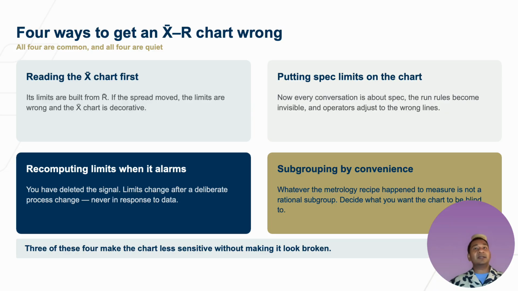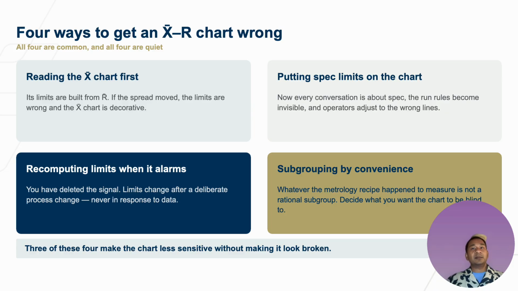4 ways to get this wrong, and none of them makes the chart look broken. Reading the X bar chart first, you just did this once. The limits are built from R bar, so if the spread moves, the mean chart is decorative. Putting spec limits on the chart. Now every conversation is about spec. The run rules become invisible against the much wider lines, and the operators start adjusting to the customer's number rather than that of the process.